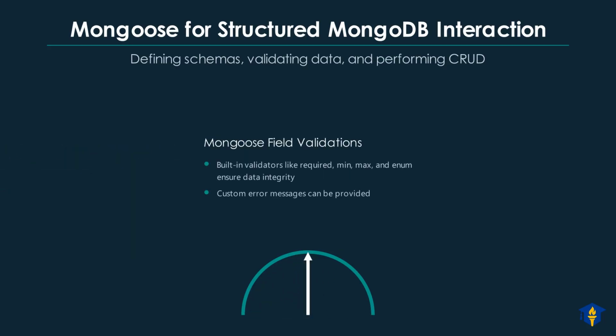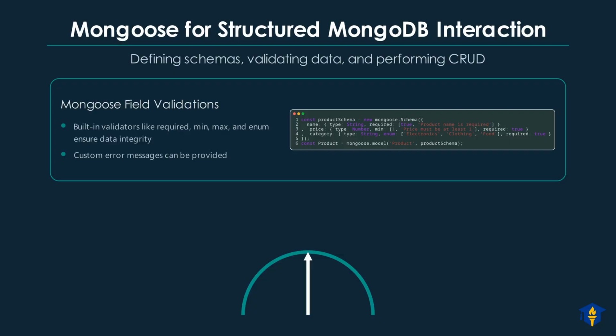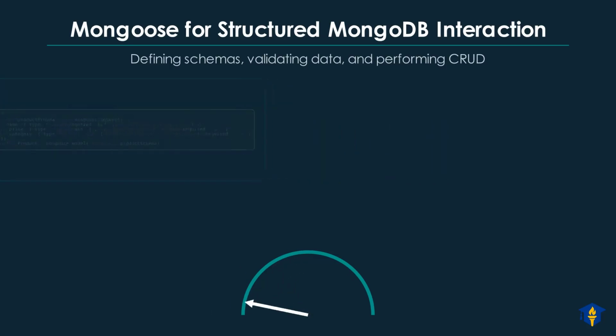Mongoose also provides powerful field validations to ensure data quality. Built-in validators like required, min, max, and enum ensure data integrity, and you can add custom error messages. This code illustrates a product schema with required fields, minimum values for price, and an enum for category validation.